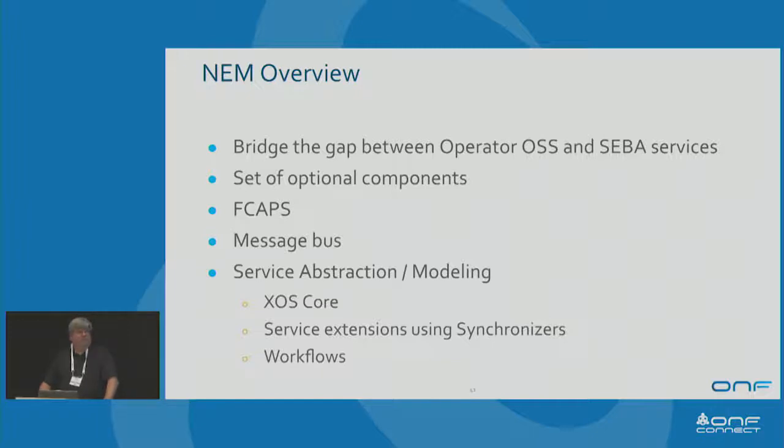The NEM is where you will find much of our FCAPS infrastructure, so our various monitoring, logging, and performance tools will be in there. It's also where you'll find infrastructure services like the message bus, you'll find Kafka, and it's where we do our service abstraction and modeling. So we will be talking about a particular component that we developed at ONF called XOS, and how XOS breaks services into service-specific extensions that allow us to extend the NEM with new functionality, and about how services implement workflows that will implement operator-specific business logic.